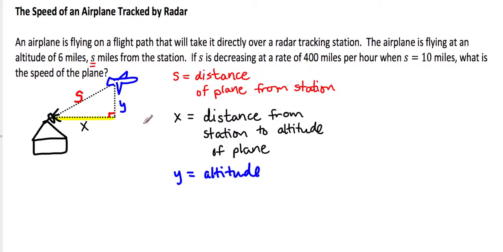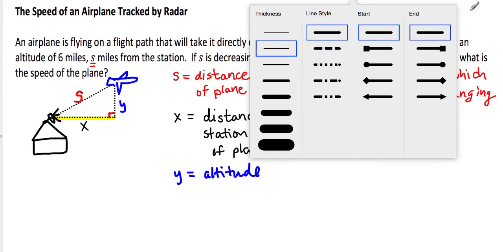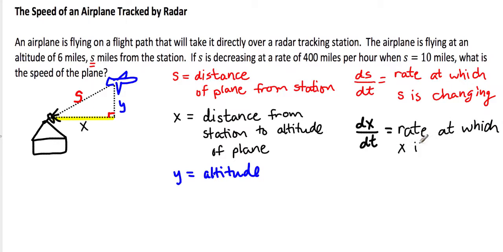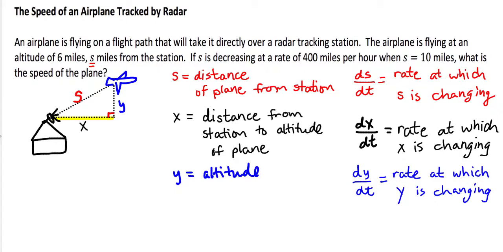Now you want to go ahead and set up the variable representation for the rates of change of each of these things. So ds/dt would represent the rate that the distance of the plane from the station is changing. dx/dt would represent the rate of change of the distance from the station to the altitude. In other words, dx/dt, that rate at which x is changing, is going to tell us the airplane's velocity at any given time. And then last but not least, we could represent dy/dt, which is the rate at which the altitude is changing. But in this problem, the plane isn't changing its altitude up or down, so we're really not going to utilize that information. However, I do know that the altitude of the plane is 6 miles, so that's constant and unchanging, so I'm just going to replace that y with 6. That's not going to be variable at all in this case.